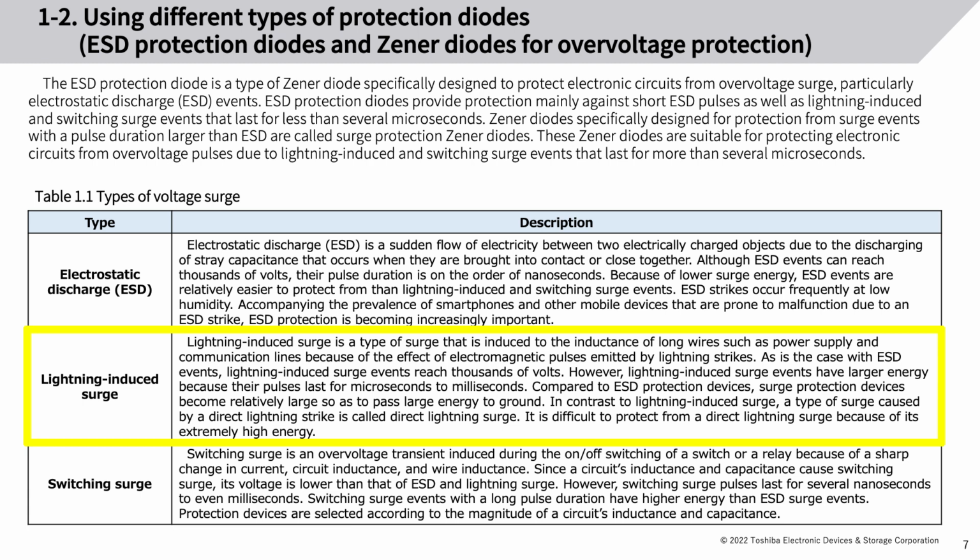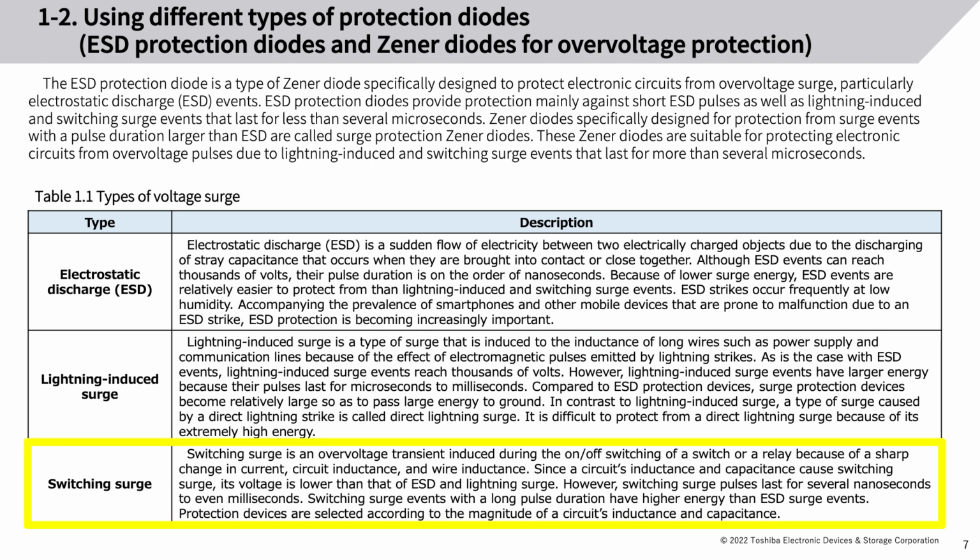As is the case with ESD events, lightning-induced surge events reach thousands of volts. However, lightning-induced surge events have larger energy because their pulses last for microseconds to milliseconds. Compared to ESD protection devices, surge protection devices become relatively large so as to pass large energy to ground. In contrast to lightning-induced surge, a type of surge caused by a direct lightning strike is called direct lightning surge. It is difficult to protect from a direct lightning surge because of its extremely high energy.